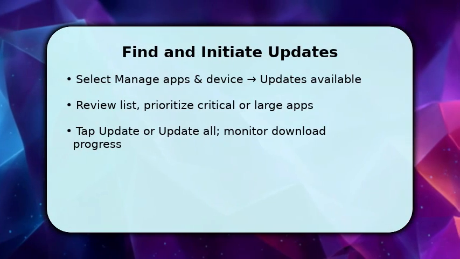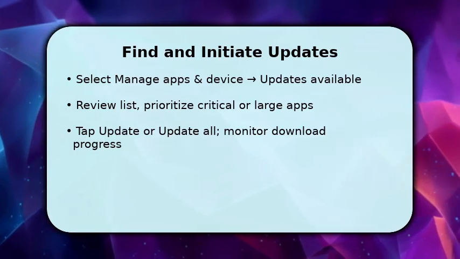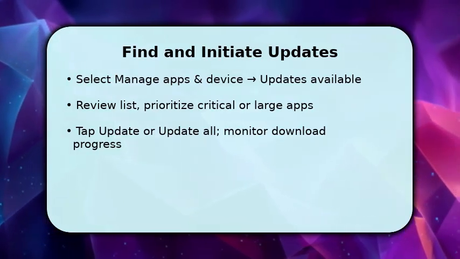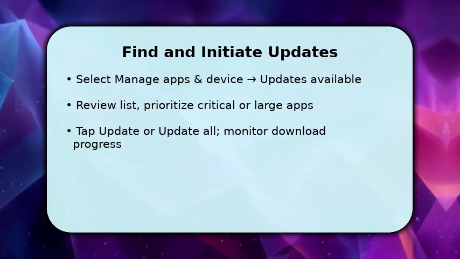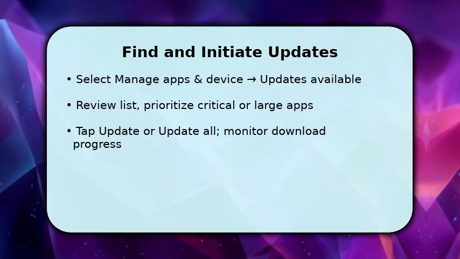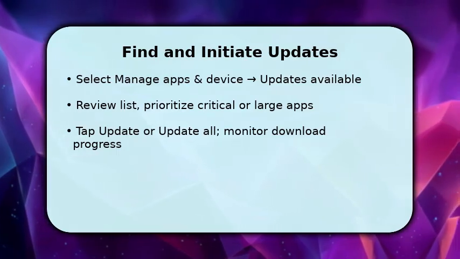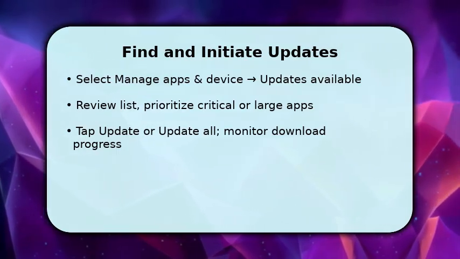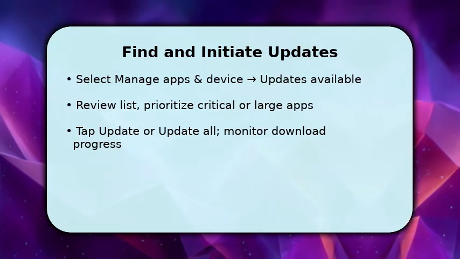Once in the profile menu, tap Manage Apps and Device and open Updates Available. You'll see pending updates. Review the list to prioritize security or large apps you need now. Tap Update next to a single app to control timing, or Update All to apply everything.